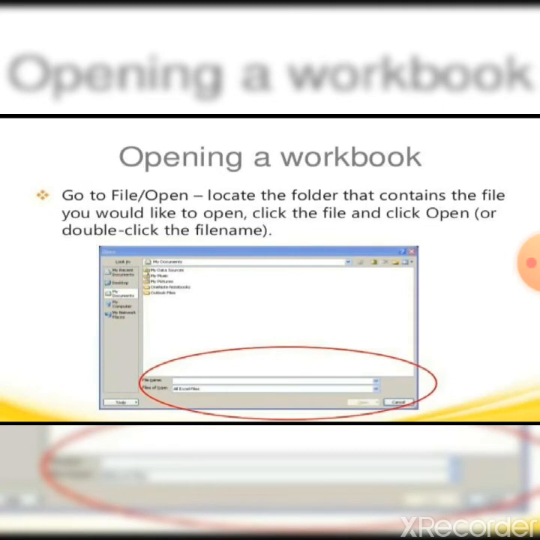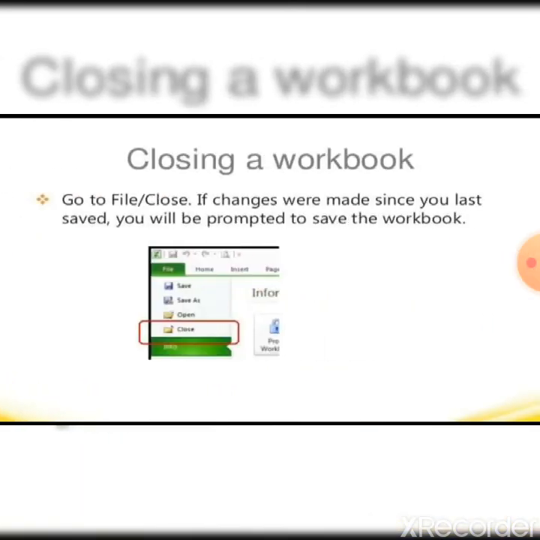Now I will explain you how to open an existing workbook. First of all, you have to click on File menu, then click on Open option. Then you have to choose Excel file which you want to open. Then click on Open button. Your file will be opened. Now I will explain you how to close a workbook. For closing a workbook, you have to click on File menu, then choose Close option. Your workbook will be closed.